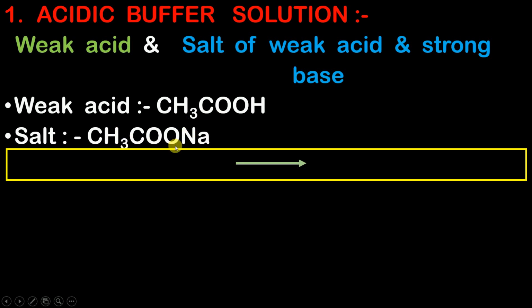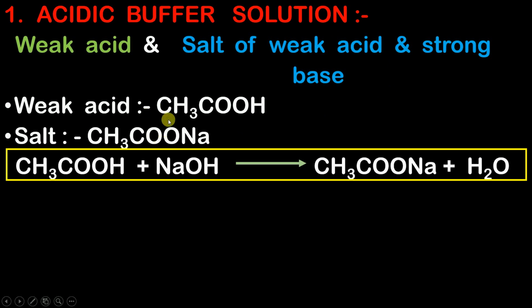Now I know you might be wondering how do we get this salt. As it is mentioned over here, it is nothing but a salt of weak acid and strong base. So when a weak acid will react with a strong base, the salt which we will get is this salt. So our weak acid is this same weak acid we are going to take. We are going to take same weak acid CH3COOH and we will react it with strong base, that is NaOH, and this is the salt that we get, CH3COONa.